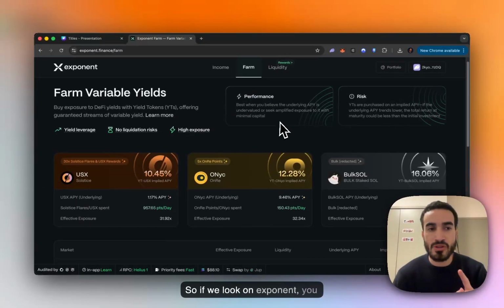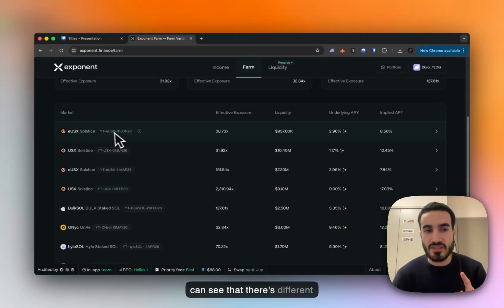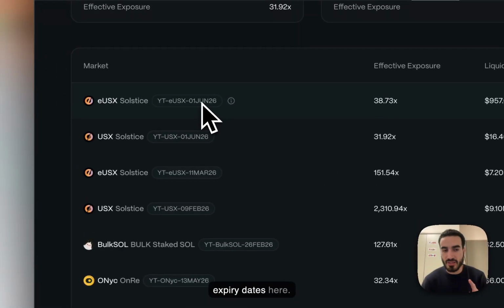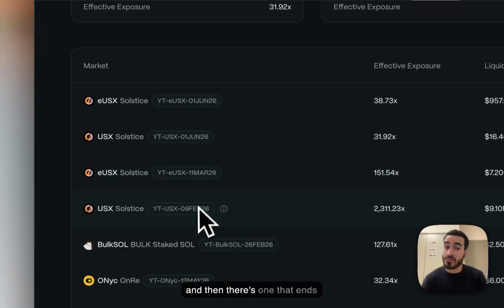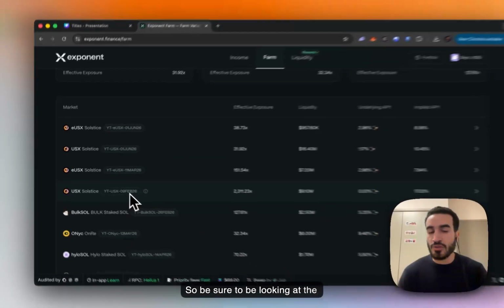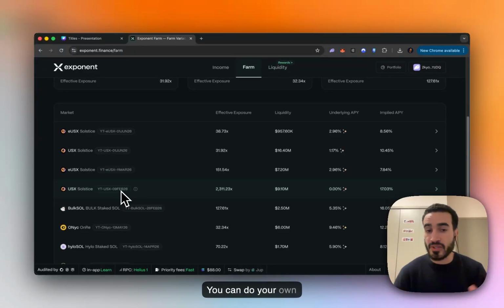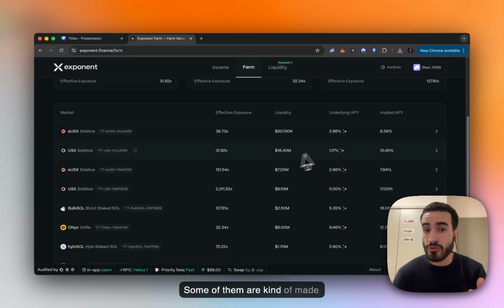So if we look on Exponent, you can see that there's different expiry dates here. So this one's going to end in June. That's when the contract end date is. There's one that ends in March, and then there's one that ends actually tomorrow. So be sure to be looking at the contract dates. You can do your own calculations. Some of them are kind of made for you.